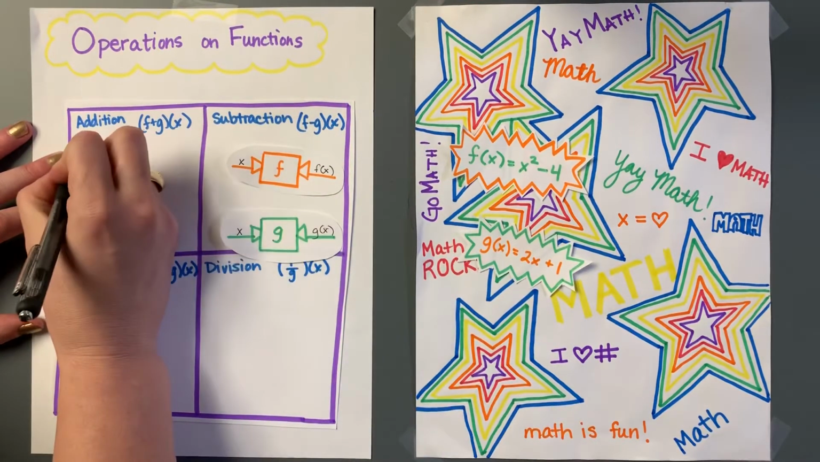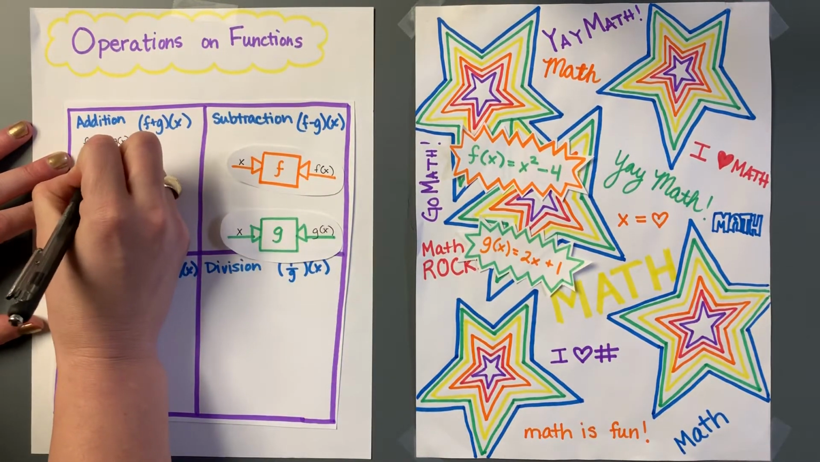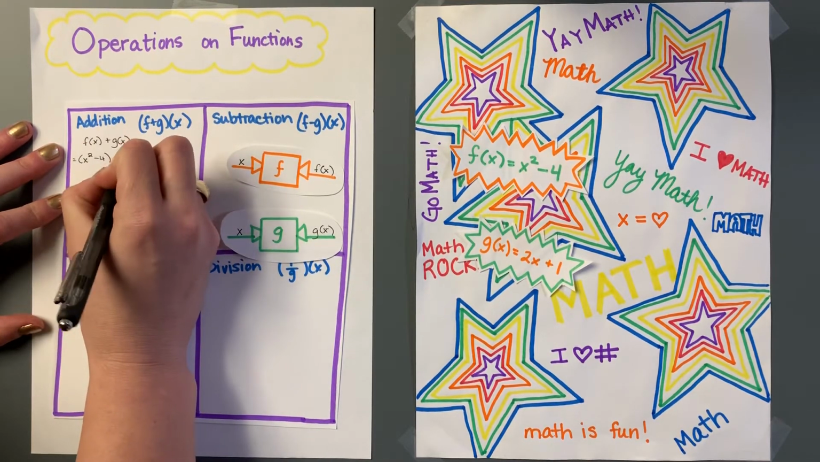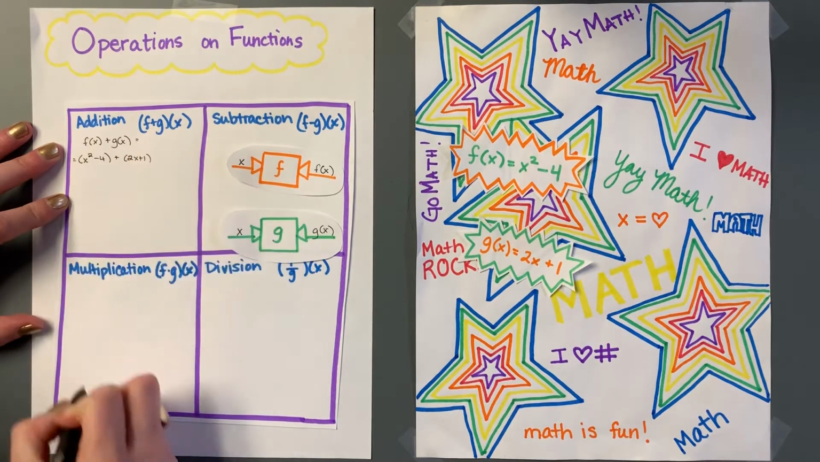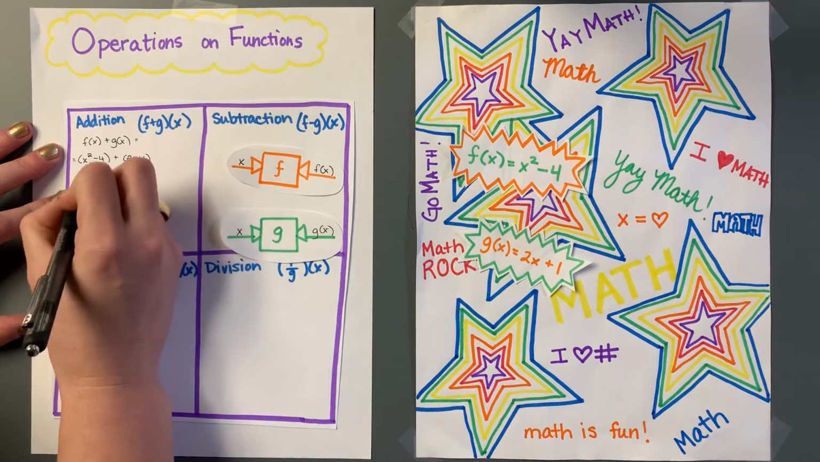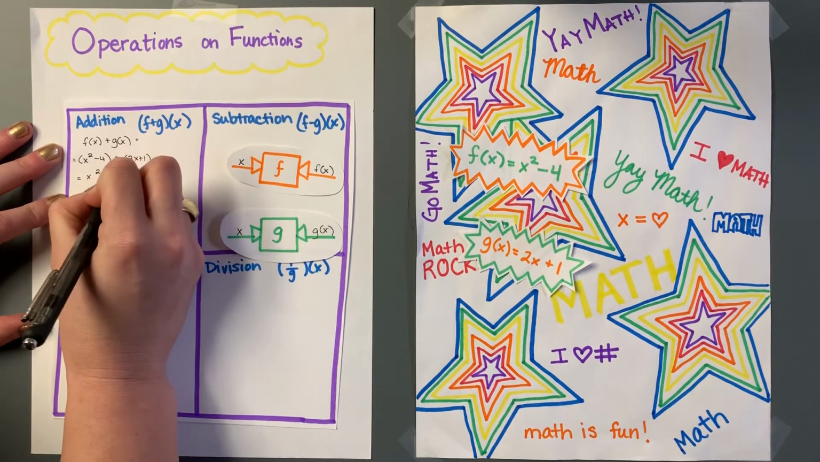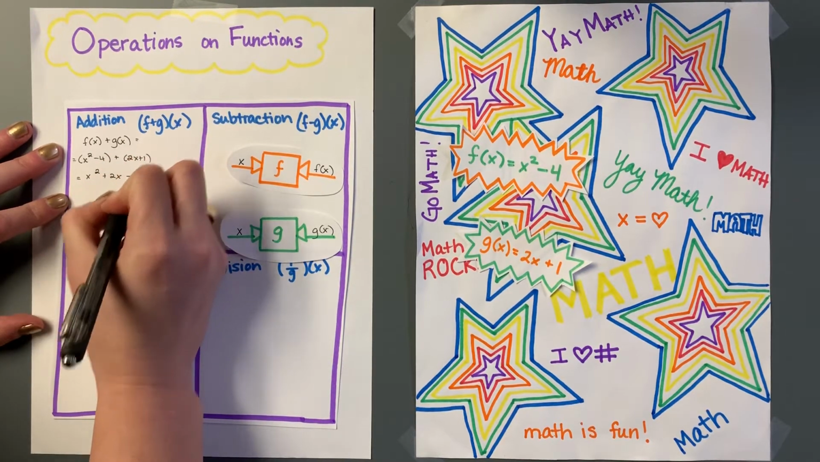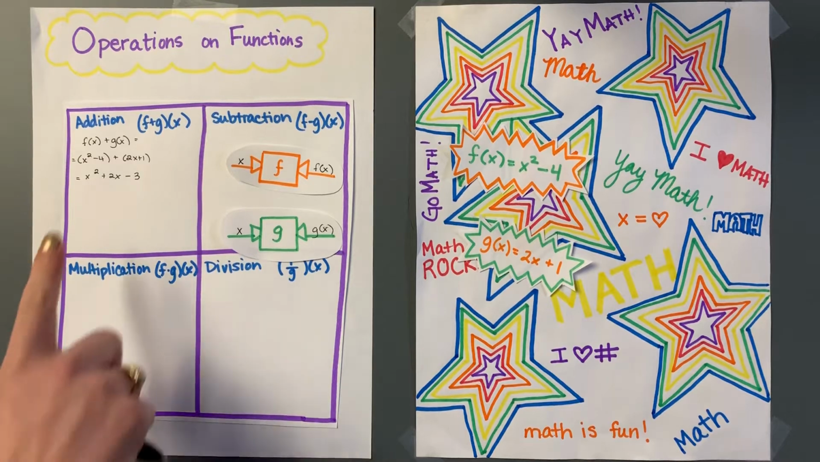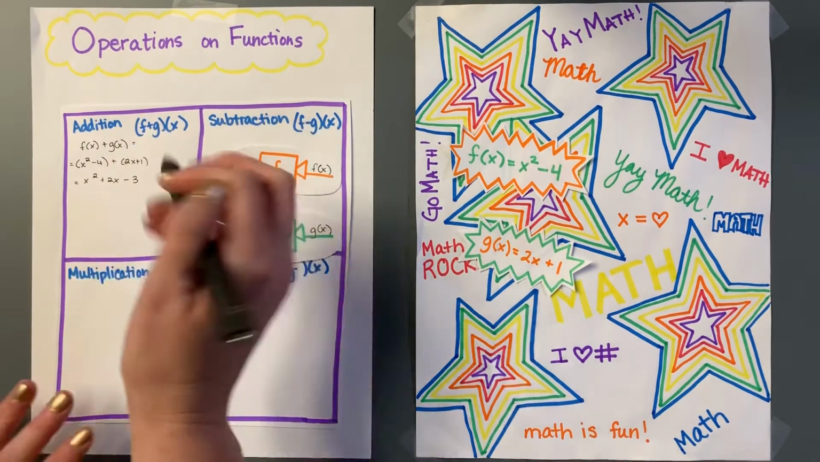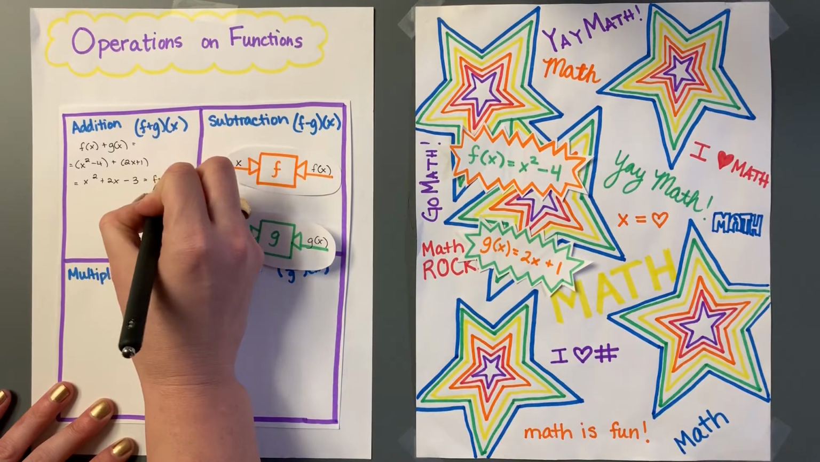So f of x is x squared minus 4. g of x is 2x plus 1. So I'm just adding these two together, and I get x squared plus 2x minus 3 as the addition of f of x and g of x, giving me f plus g of x.